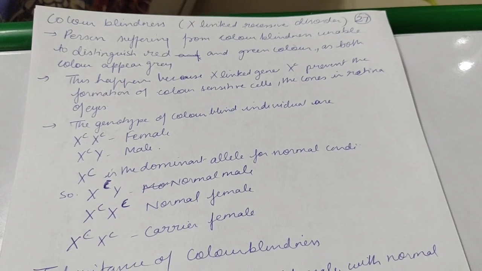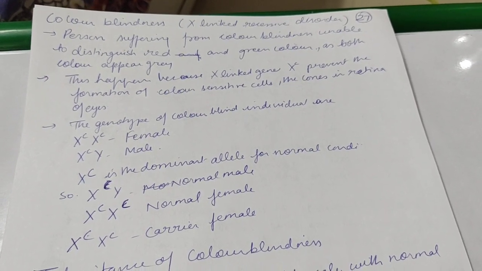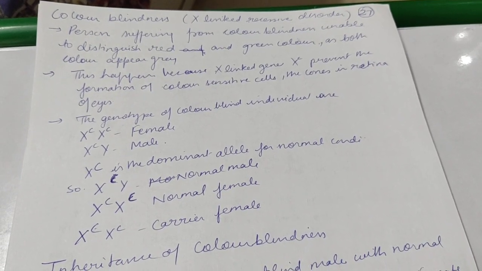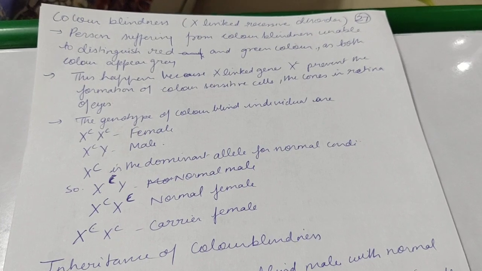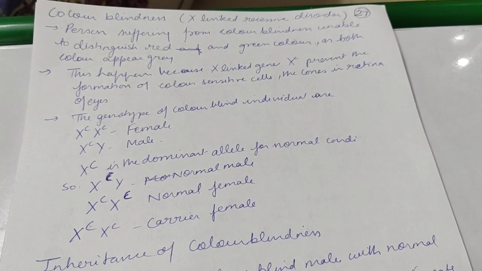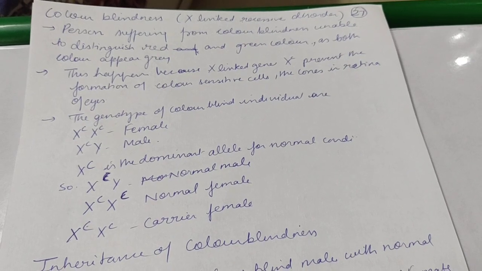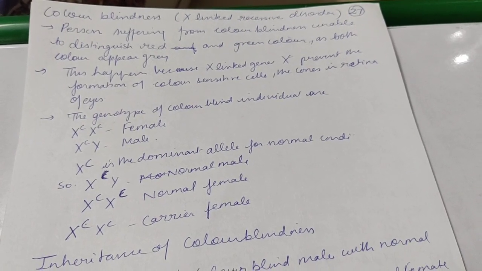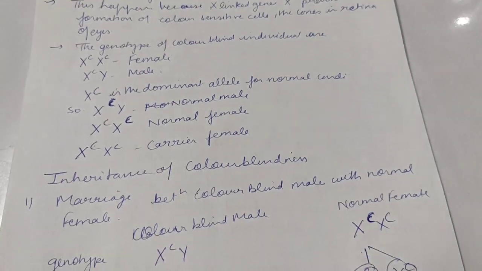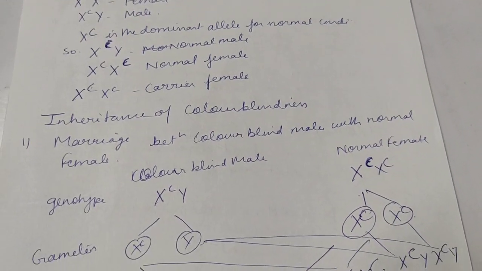The genotype of a colorblind individual: if it is a female, it will be X small c X small c, and X small c Y is a male. X capital C is the dominant allele for the normal condition. So X capital C Y is a normal male, X capital C X capital C is a normal female, and X capital C X small c is a carrier. Now we will see how the inheritance of color blindness takes place.